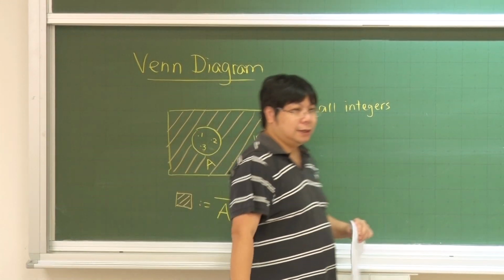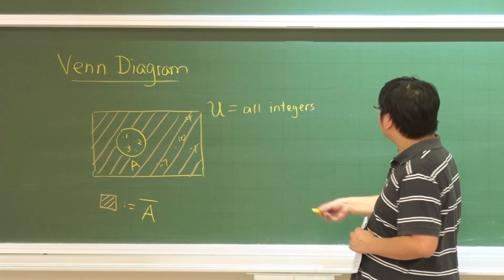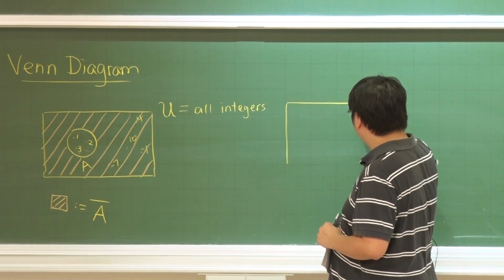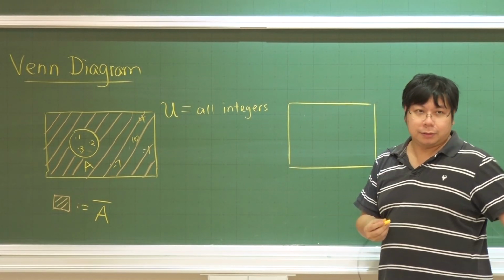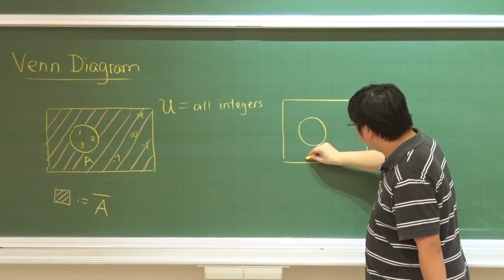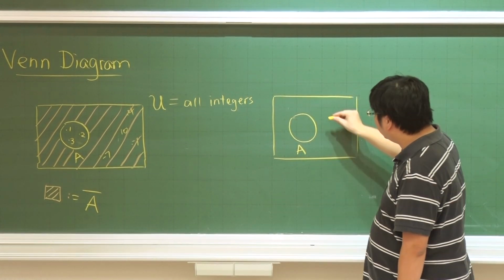Okay, now using this Venn diagram, we can also talk about the union. So let's say this is A, and let's say this is B.